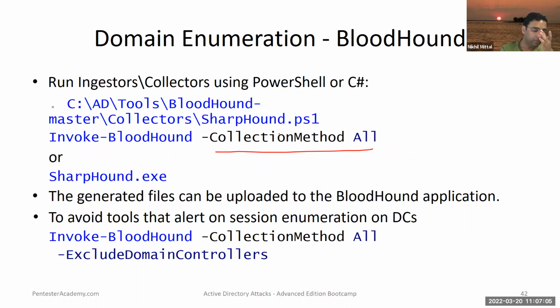How do you collect information using Bloodhound? You can either use the PowerShell ingester or collector, or the C# one. This generates a zip archive for you that you can then upload to the Bloodhound GUI. Please note that some tools like Microsoft Defender for Identity alert on session enumeration on DCs, so you may like to use ExcludeDomainControllers for that. Right.